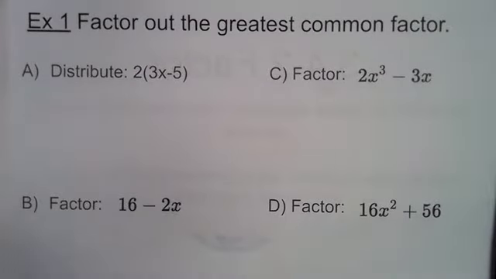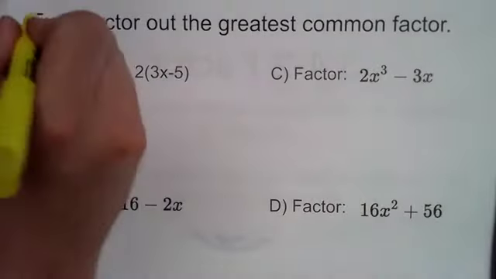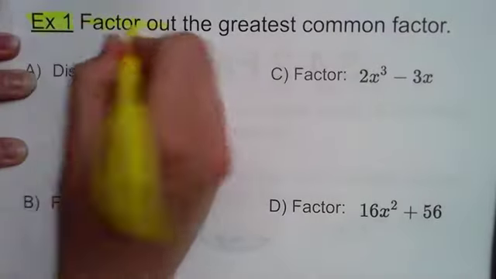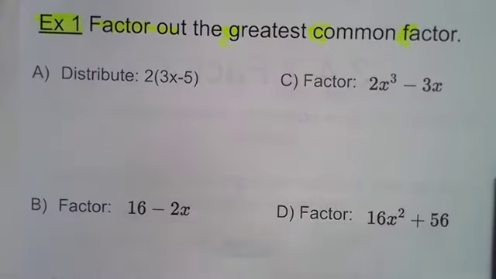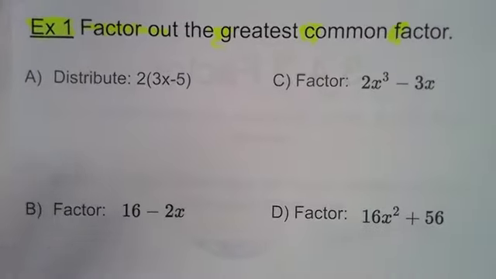Example 1, factor out the GCF. If you want to write GCF, you can. Factor out the GCF, greatest common factor, GCF. Factoring out the greatest common factor is always the first step of factoring, the most important step.